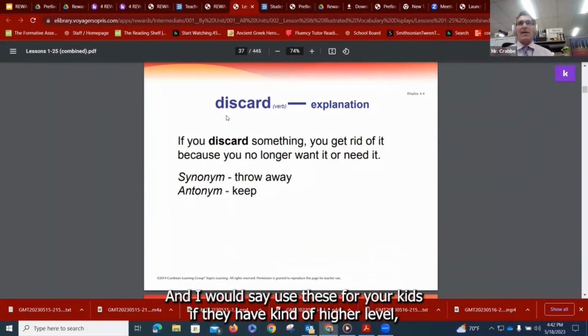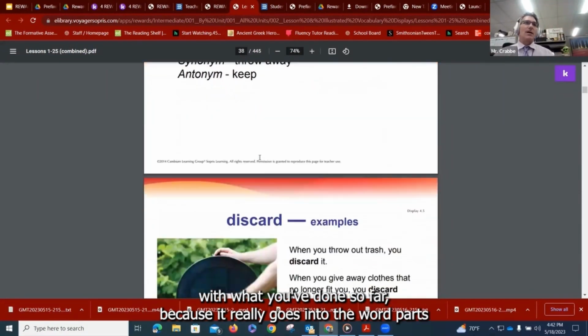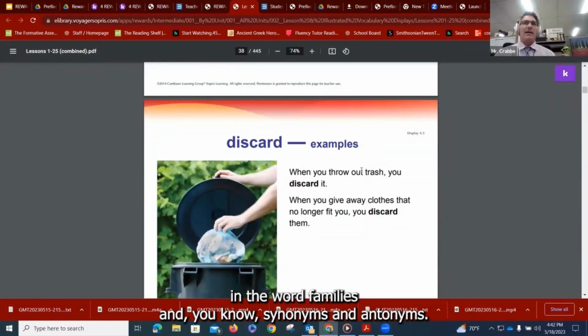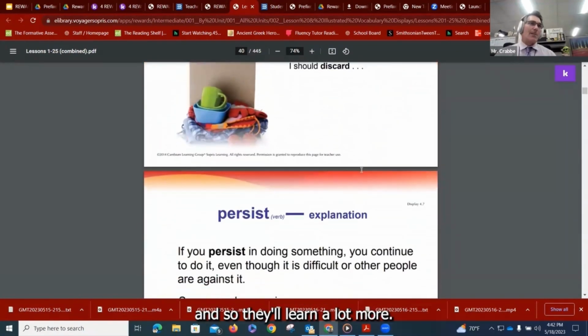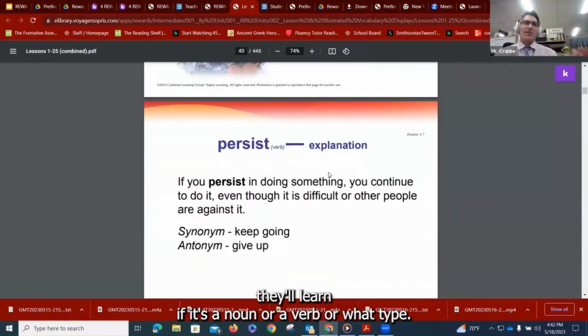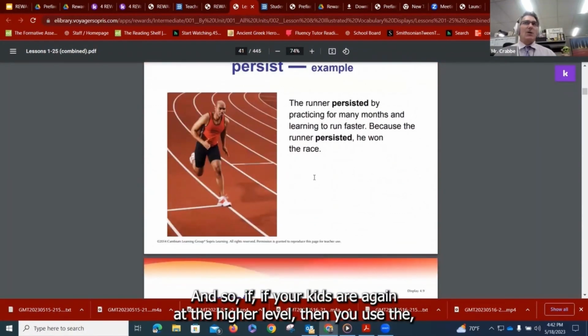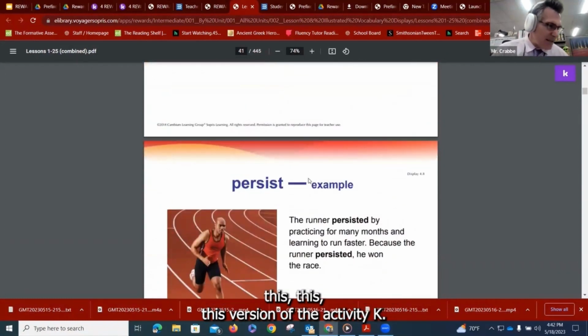and I would say use these for your kids if they're kind of higher level and they're not struggling with what you've done so far, because it really goes into the word parts and the word families and synonyms and antonyms, and so they'll learn a lot more. They'll learn if it's a noun or a verb or what type of word it is. And so if your kids are, again, at the higher level, then you would use this version of the activity K.